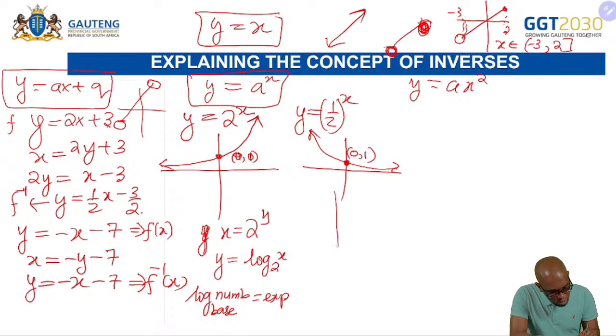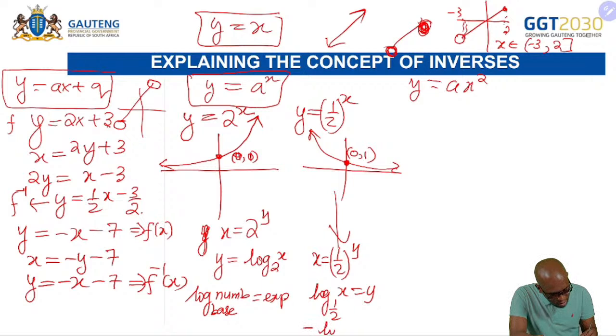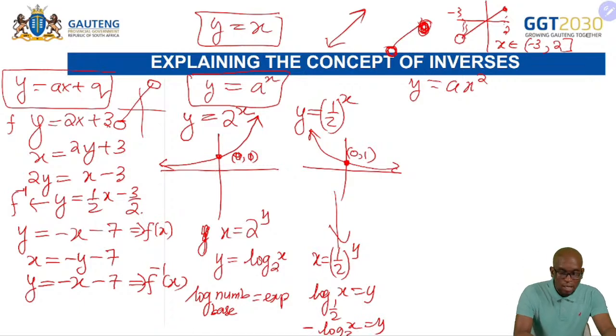We can also convert this one to log form. We start by interchanging x and y. x is equals to half to the y, and then this would be the log to the base of half of x is equals to y. Remember, we can also write this as minus the log to the base of 2 of x is equals to y. So that's the same thing.